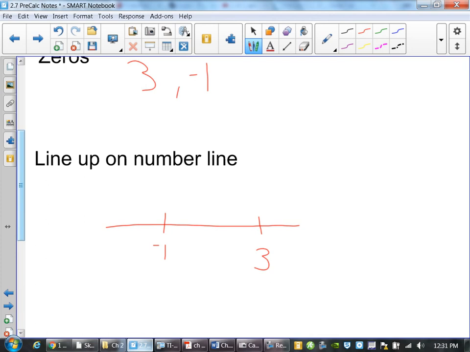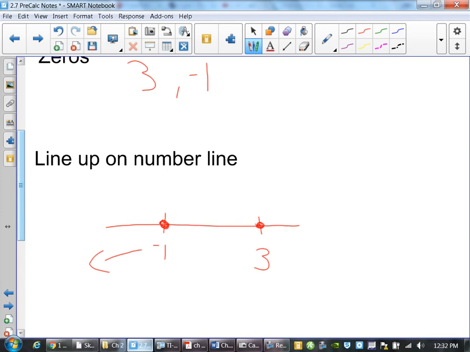Okay. Now, so these are your zeros. Your 0 is at -1. You have a 0 at 3, which means you have a test interval. You can pick any number that is smaller than -1. Now, that means I can pick any number that's smaller than -1.